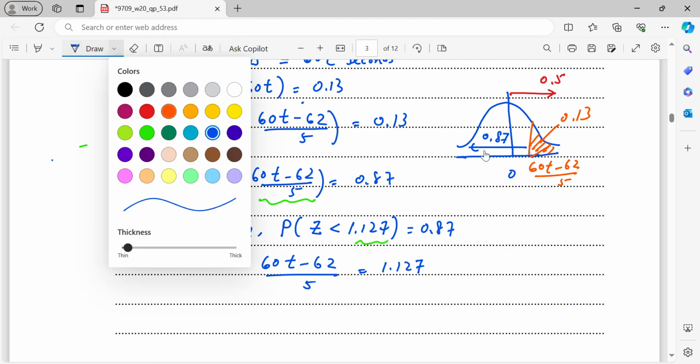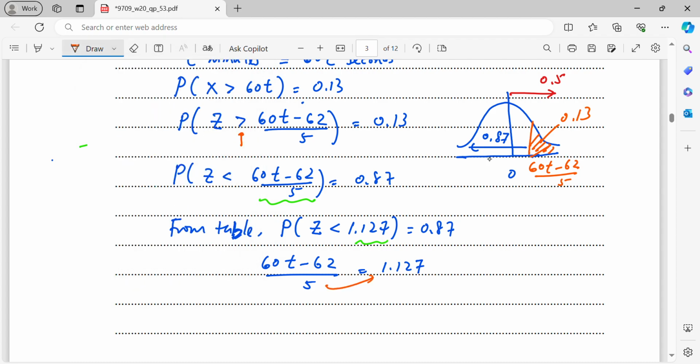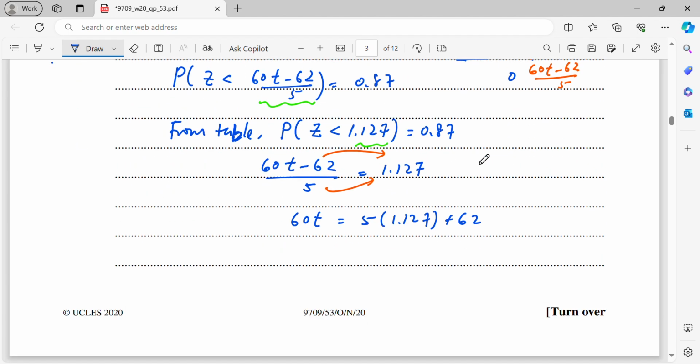So to get the t, just move the 5 to the other side and then move the minus 62 to the other side as well. So it becomes 60t equals 5 times 1.127, followed by moving the minus 62 to the right side, it becomes plus 62. Okay, then to get t, just divide by 60. So it will be 5 times 1.127 plus 62 over 60.